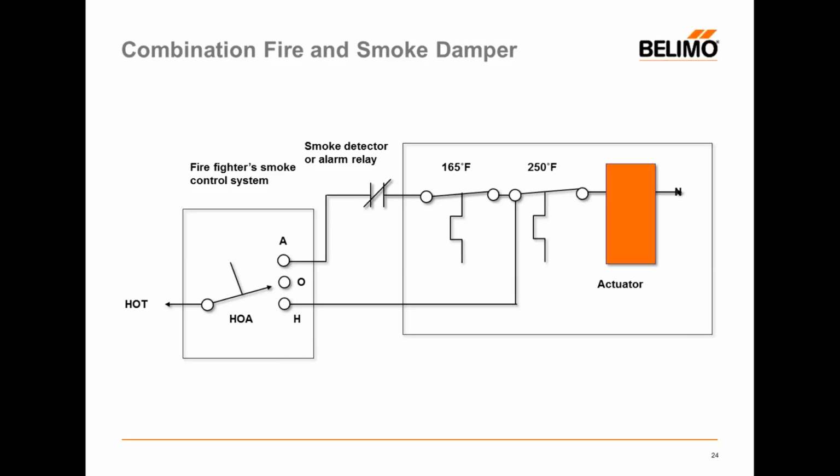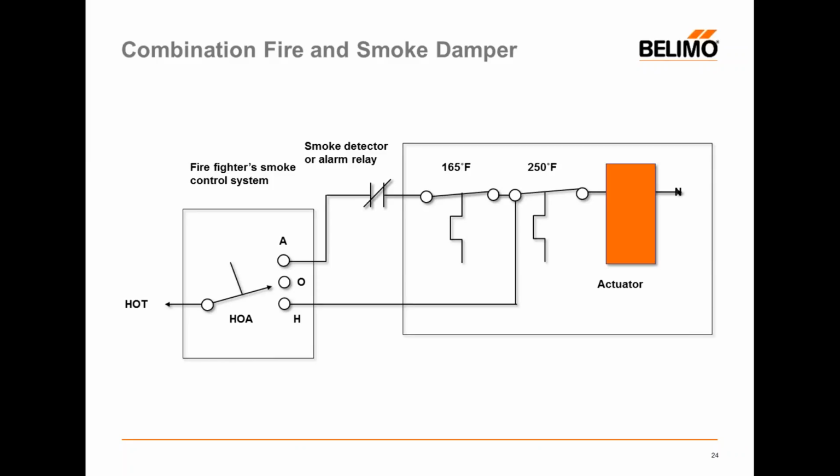If the duct detector senses smoke, those contacts open, we will close the damper assembly. If we exceed 165 degrees Fahrenheit, the high limit switch will open, we will close the damper assembly. And of course, if we see temperatures at or above 250 degrees, the fire smoke damper assembly will close as well.